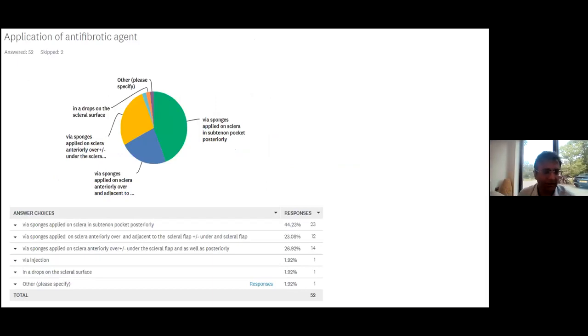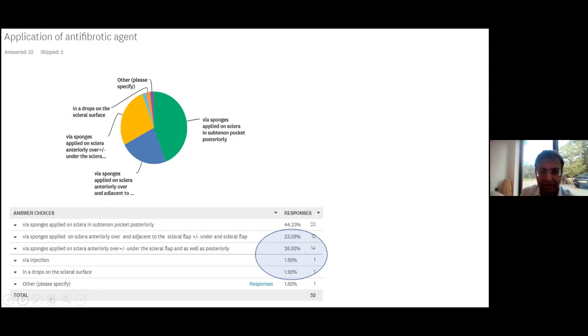Over here, again, it was very interesting data. You can see the majority of people, whether they are using a sponge, an injection, or just drops, or any method of applying the anti-fibrotic agent, were usually applying it over the scleral flap or sometimes under the scleral flap. The area of scleral flap dissection was the main site of application of mitomycin C. So they are applying mitomycin C very anteriorly, and anterior application of mitomycin C means they are likely to get anterior cystic blebs, which can cause endophthalmitis other than dysesthetic symptoms.